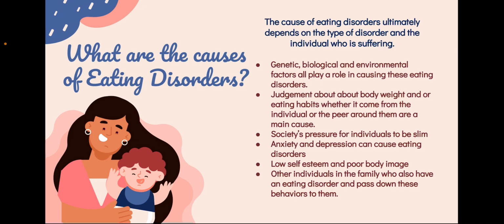Judgment about body weight and or eating habits, whether it comes from the individual or the peers around them, is a main cause. Society's pressures for individuals to be slim. Anxiety and depression can cause eating disorders, low self-esteem, and poor body image. Other individuals in the family who also have an eating disorder may pass down these behaviors or traits to them.